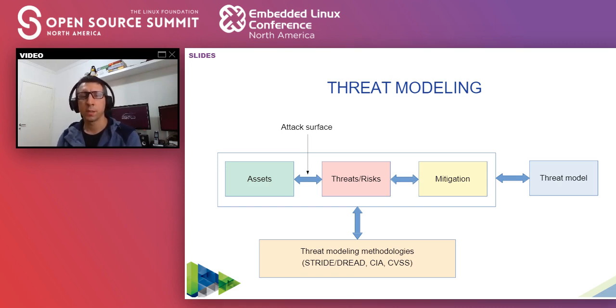So a threat model is basically represented by this diagram that I created. We have the assets that we want to protect. We have threats or risks on these assets, right? And we want to mitigate them. So the threat modeling process would help you to identify all of the threats and would help you to find a way to mitigate the threats. And that's really what a threat model is.